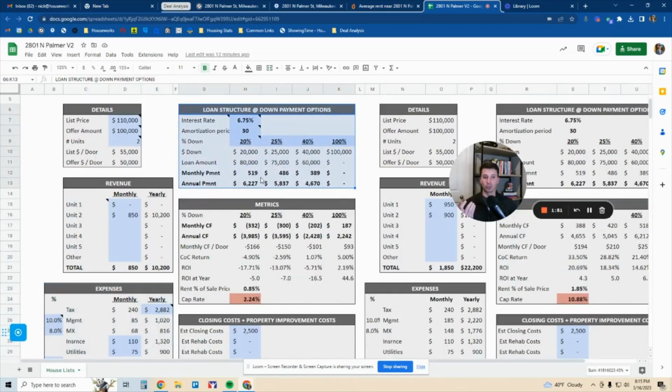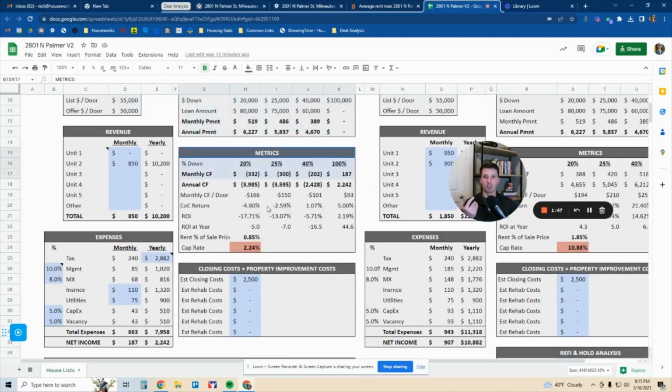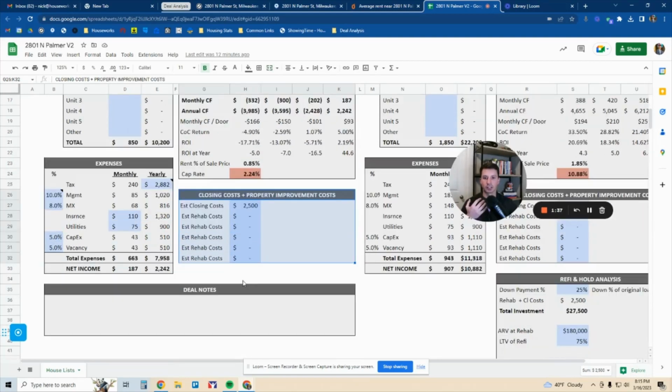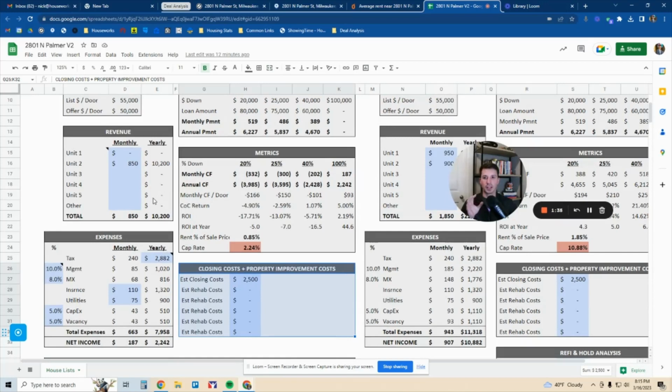This is going to be your loan structure. So how much percent down you're paying, what your interest rate is. Your metrics, this is really going to be the output. This is going to show you all the fun things like your cash flow, your cap rates, your cash on cash. And then here's where you're going to want to put in any additional improvement costs that you think are necessary for this property.